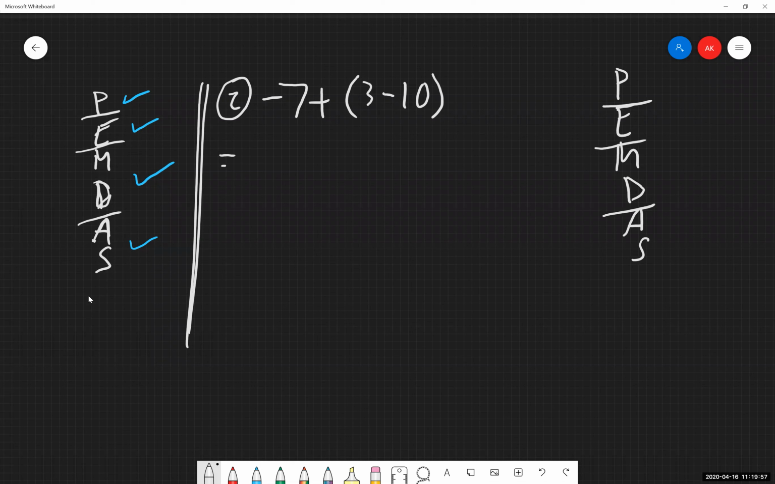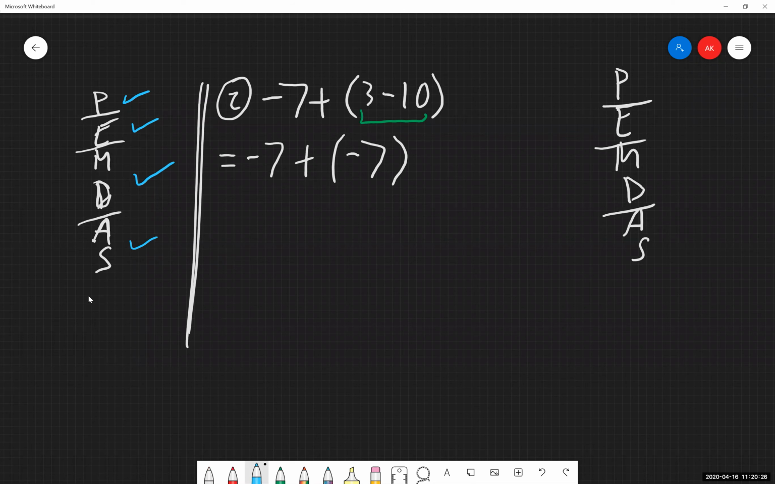So again, we're starting with parentheses. I have parentheses in here, so all I'm going to do is look inside that set of parentheses and restart PEMDAS all over again. Inside that set of parentheses, I don't have parentheses showing up again. I don't have exponents. I don't have multiplication, division. I have addition, subtraction. So I'm just going to do 3 minus 10. That's going to give me negative 7.